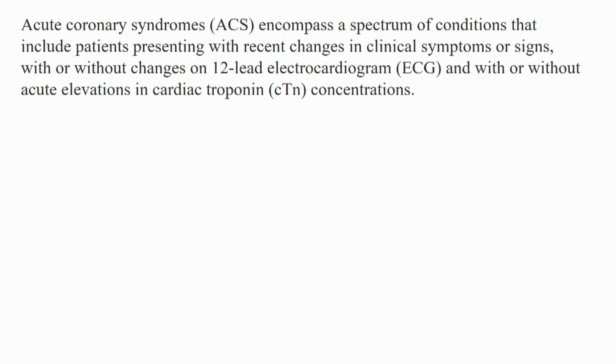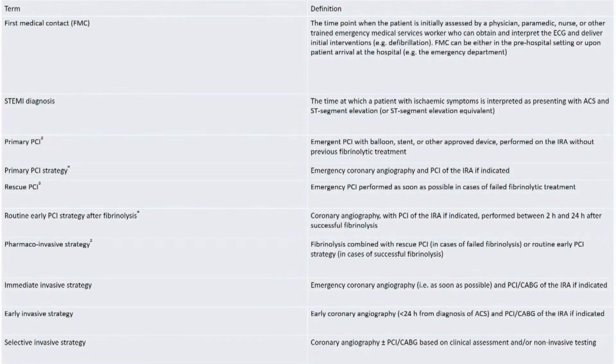So it has encompassed the best spectrum of conditions, including patients who present with recent changes on ECG, but also encompasses the clinical presentation. Whether you have an elevated troponin or you don't, if you have a high suspicion and an index on ECG, this patient should be treated immediately for acute coronary syndrome. Now, how does the chain of command go in acute coronary syndrome?